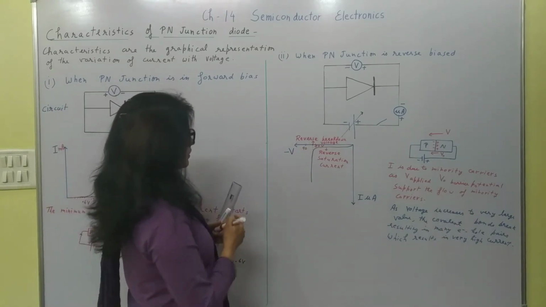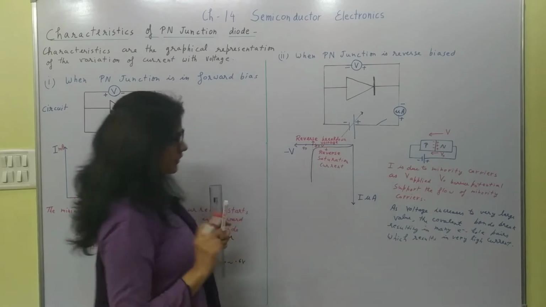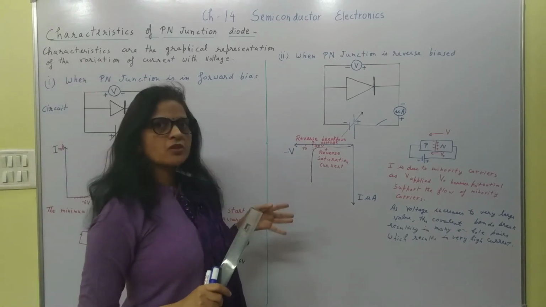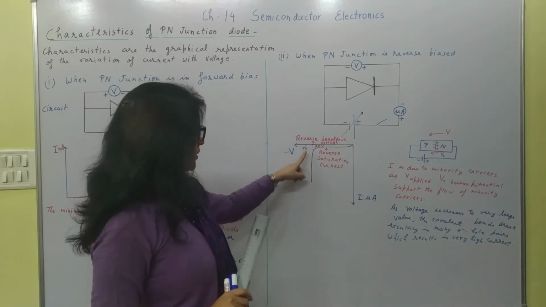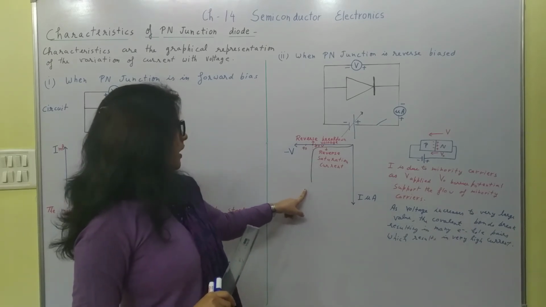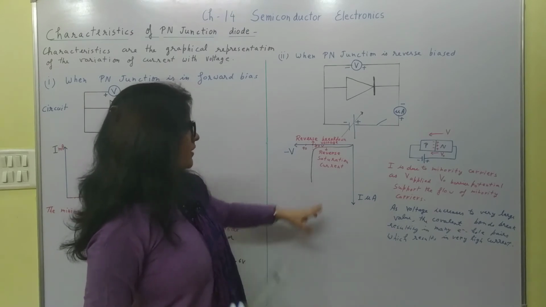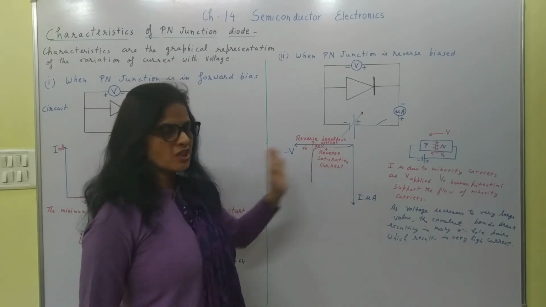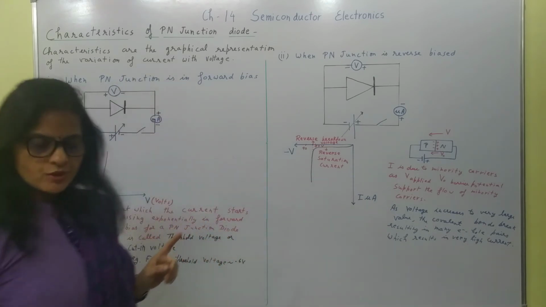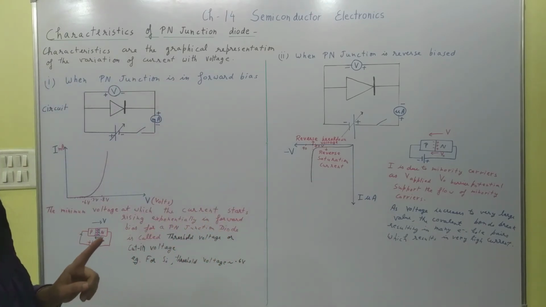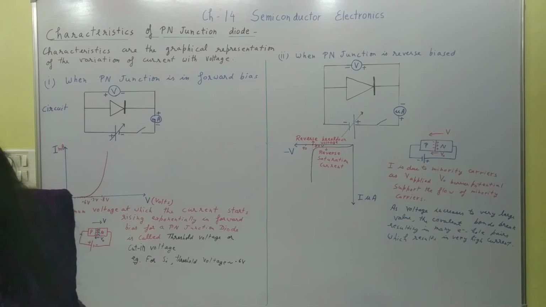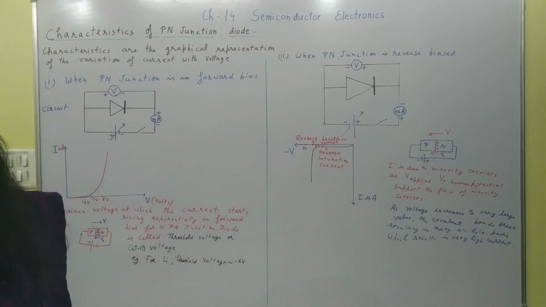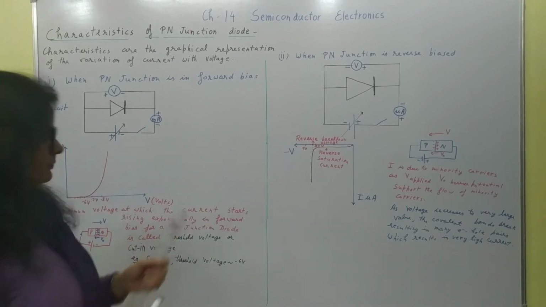So this is the reverse breakdown current, and there is a special device called the Zener diode, which works in the reverse breakdown region, and most of the other devices work till the reverse saturation current region. So this was all about your PN junction in forward bias and reverse bias, and these are the characteristics which are drawn. Now I need to sum up both the graphs.